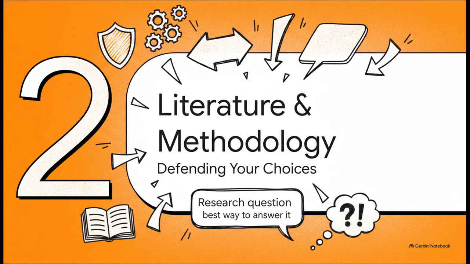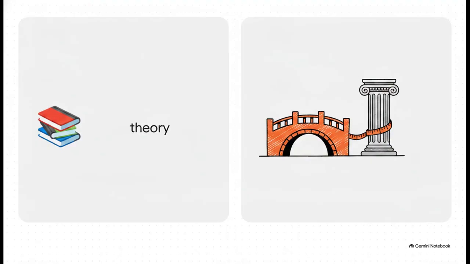Section 2. Literature and methodology. Okay, so this section is basically the beating heart of your research design. This is where you have to vigorously defend your choices. If we look at the guidelines from the AMJ Management Research Canvas, the theoretical requirement is crystal clear. You have to justify exactly how you analyze and measure your variables.